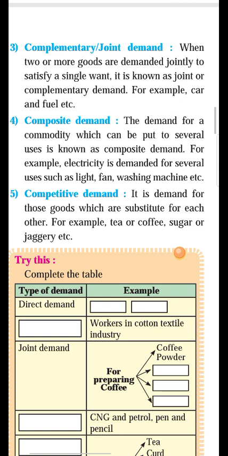Composite demand, where one commodity satisfies the many wants of the consumer, is called composite demand. For example, demand for electricity is composite demand, because electricity is put to several uses like fan, tube light, washing machine, television, etc. Competitive demand, where two substitute goods compete with each other. I have given many examples: tea and coffee, Pepsi and Coca-Cola, Maaza and Slice, Colgate and Pepsodent. So in this way, 5 types of demand done.